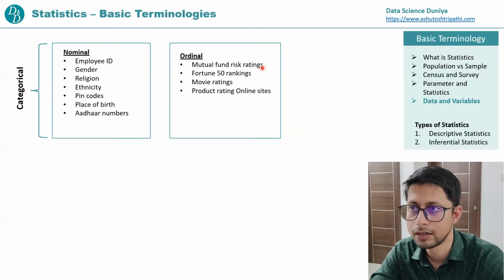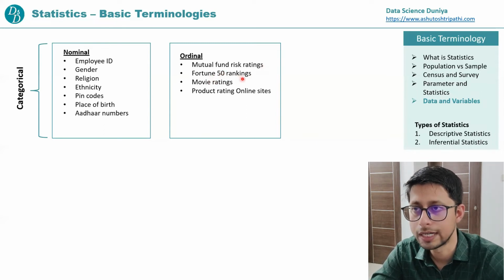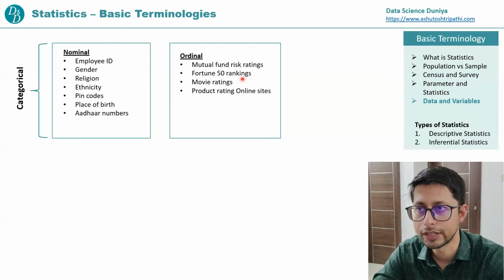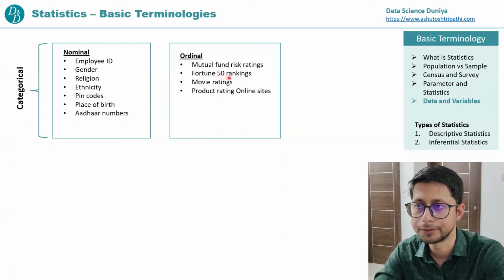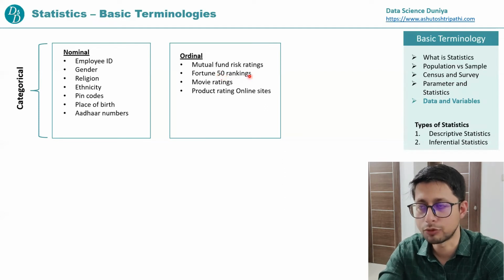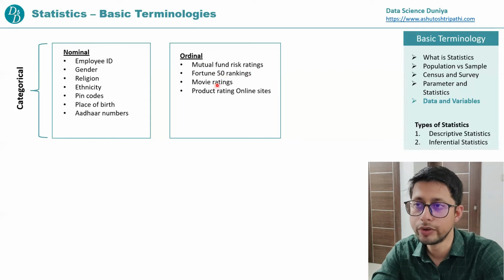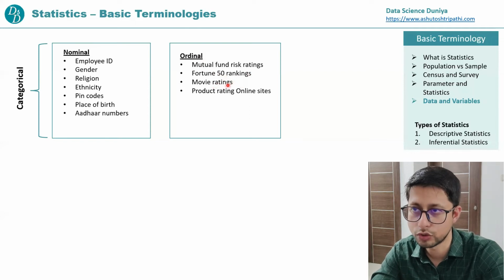Similarly, the Fortune 50 ranking of companies. We are ranking the top 50 companies, so there is a rank, 1 to 50. The limit could be 10, 15, 20, it could be any limit, but there will be some upper limit, like the Fortune 50 ranking. Because it is ranking, there is some order, that's why it's ordinal. Then movie rating also, we give between 1 to 5, right?